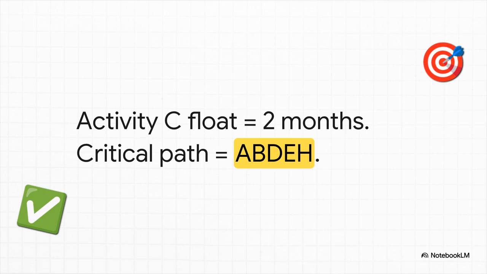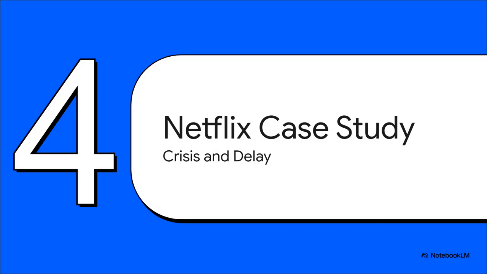The huge takeaway here: script writing has a nice 2-month buffer, and our critical path takes exactly 15 months, landing us perfectly in that prime viewing window to snag that $350 million prize. On to Section 4, the Netflix case study.